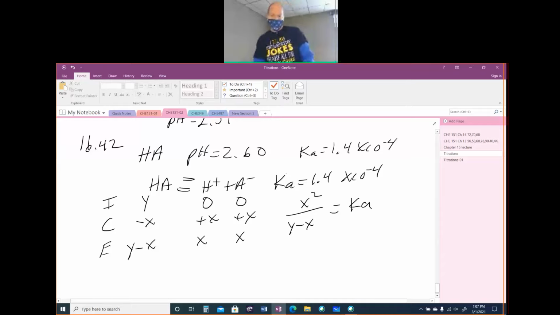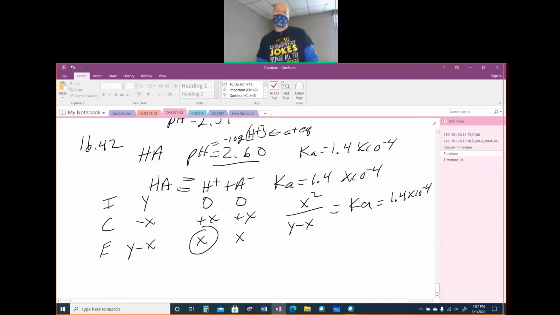All right, so this is the Ka reaction. That's the Ka constant. Now, what we do have is Ka, so we can plug in a number for Ka. We know that that is 1.4 times 10 to the minus 4. The other thing we know is the pH is 2.60. So from that, we know that the pH is equal to the negative log of the H plus concentration, and that is at equilibrium, which is our X value.